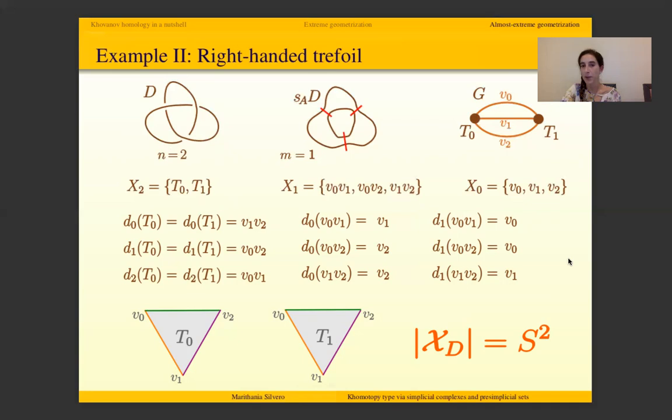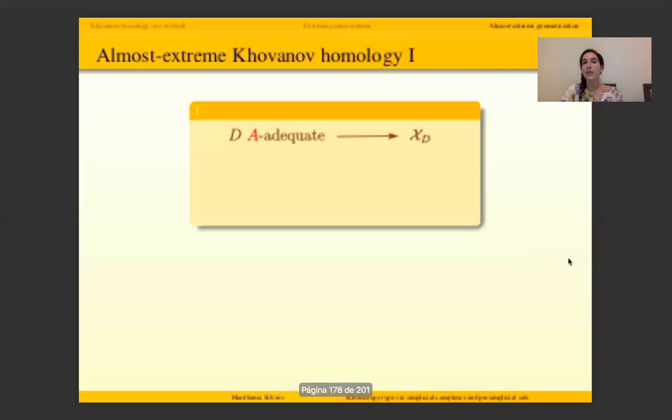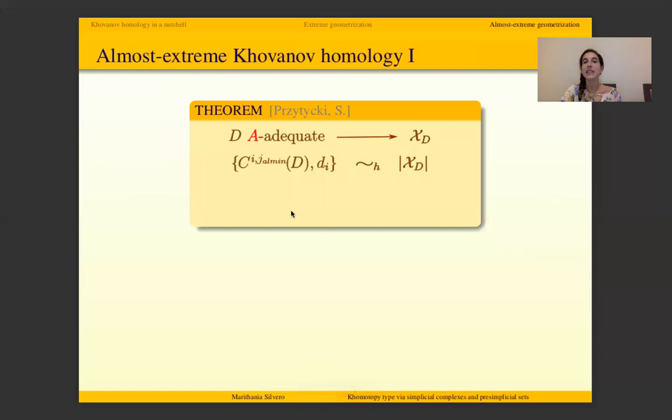So our theorem was that if we have an A-adequate diagram and we construct a partial presimplicial set that way, the almost extreme Khovanov complex associated to the diagram is a copy of the cellular chain complex associated to the geometric realization of this partial presimplicial set. And as a consequence, almost extreme Khovanov homology can be read from the homology of this partial presimplicial set, okay? This is a result together with Joseph Przytycki.